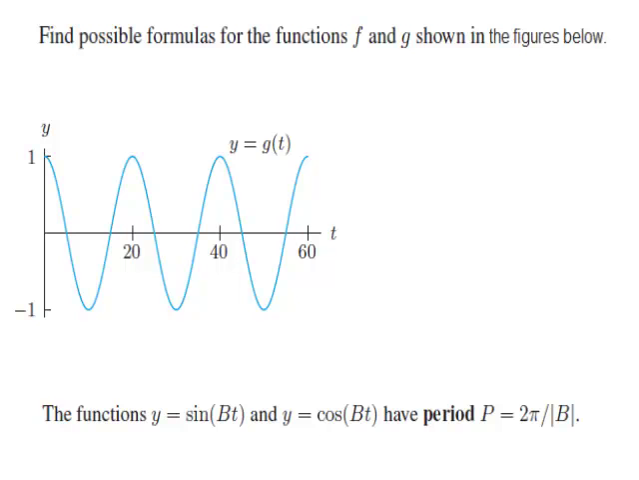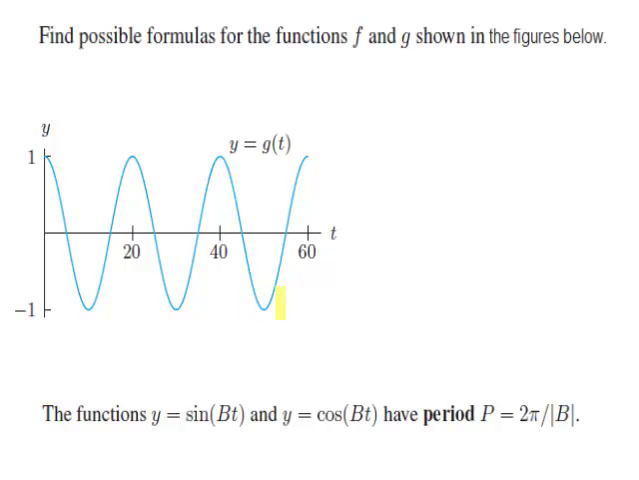Now let's turn our attention to the graph of g of t. Now you notice with g of t, we start at t equals 0 at the max, then it goes to the middle, the minimum, the middle, and back to the max. And then it starts all over again and repeats.